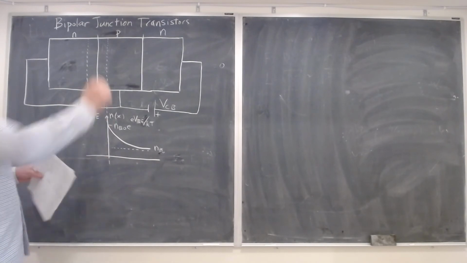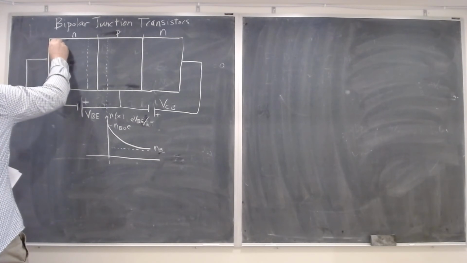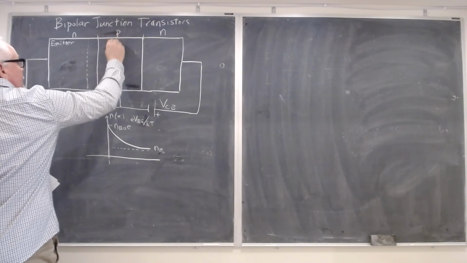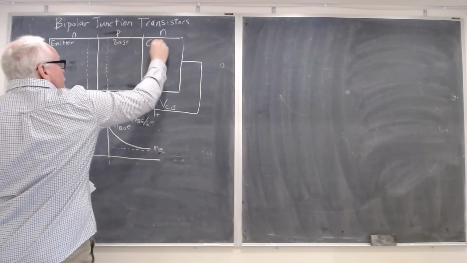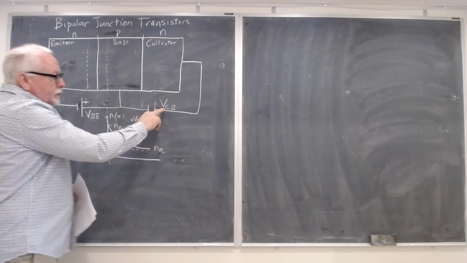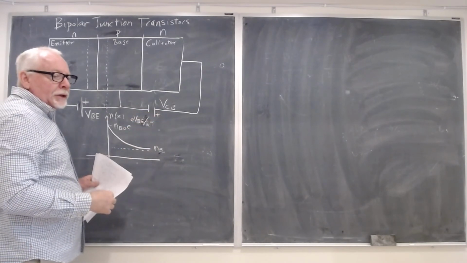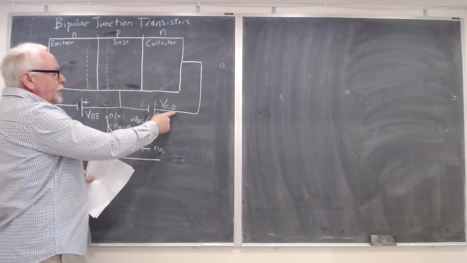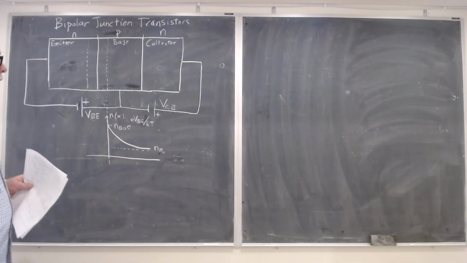At this point, I might as well start labeling everything. This is the emitter, this is the base, and this is the collector. When you see V sub two letters, how you're supposed to interpret that is that it's the voltage of the collector with respect to the base. All right, so just to help with that later on.